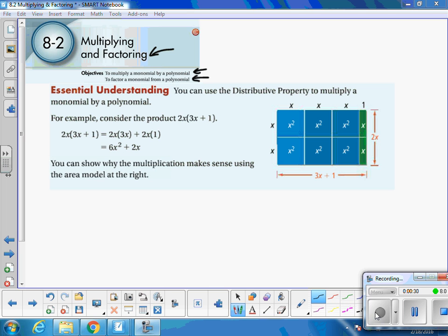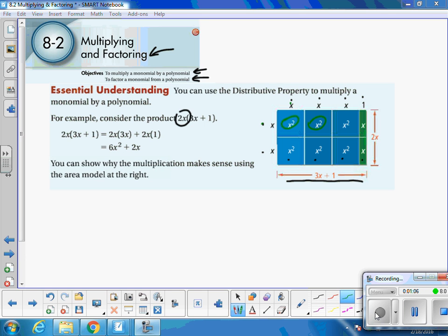You can use the distributive property to multiply a monomial by a polynomial. For example, consider the product 2x times 3x plus 1. So if I've got 3x plus 1 happening here, I have 3 x's, there's an x, there's an x, there's an x, plus 1, and I am doubling it, like multiplying it by 2 x's. So I'm taking each one of these, x, x, x, and 1, and multiplying it by these 2 x's. So when I distribute that out, an x times an x gets me my x squared.